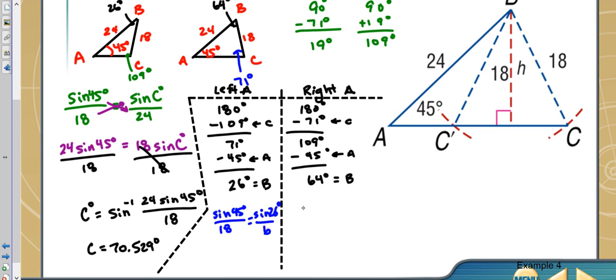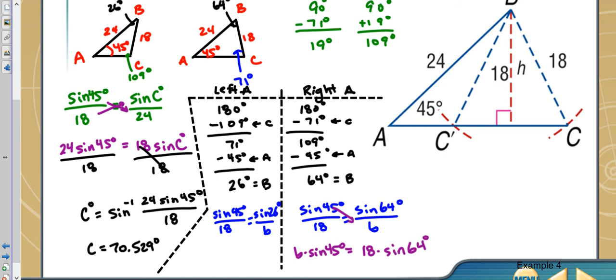And on this side, it'd be essentially the same thing. The only thing different is, instead of using 26 degrees, we're going to use that 64 degrees. Since I have more room to work over here, I will solve this side, and I'll cross multiply and divide. So I'll do the actual math over here. You would have b times sine of 45 degrees equals 18 times sine of 64 degrees. And the last step here would be divide by sine of 45 degrees. That should give me what my b is.